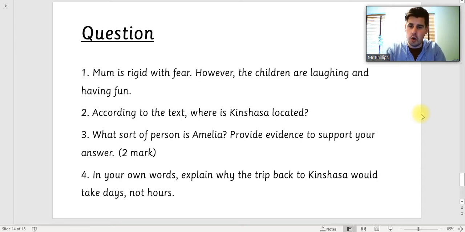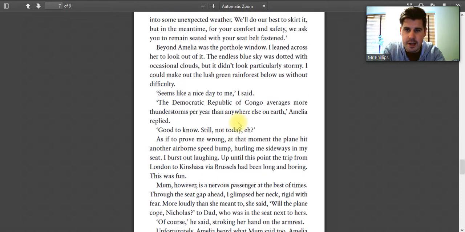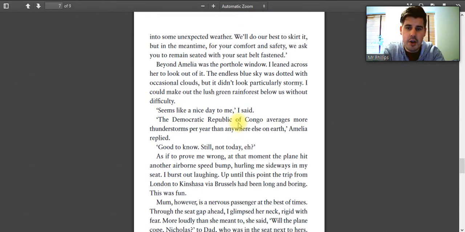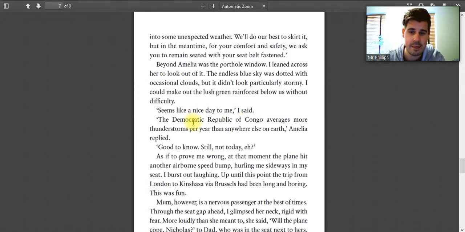Perfect, 2 marks there. According to the text, where is Kinshasa located? Now, I did say it's not as easy as saying, oh yeah, Kinshasa is located here, okay? So basically I need to skim and scan and make some assumptions. I know they're traveling to Kinshasa, and I also know that they're nearly there because the pilot says the weather has closed in around it. And then I get this quote. Seems like a nice day to me. The Democratic Republic of Congo averages more thunderstorms per year than anywhere else on Earth, Emily replied. Good to know, still not today. So this, to me, implies that where they're travelling to is in the Democratic Republic of Congo.